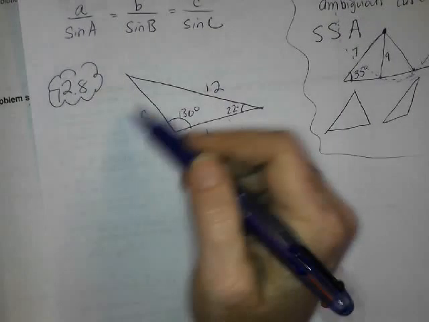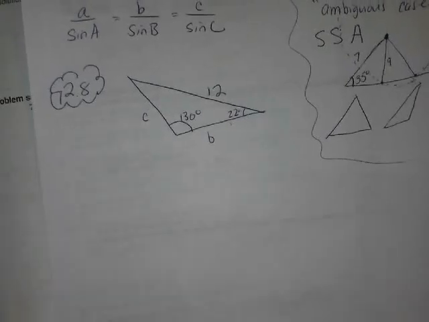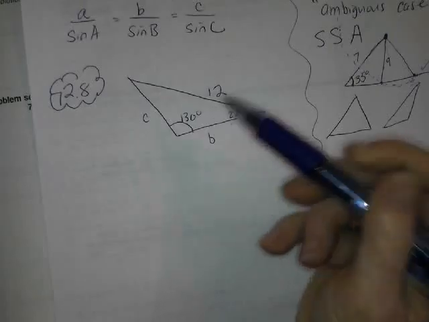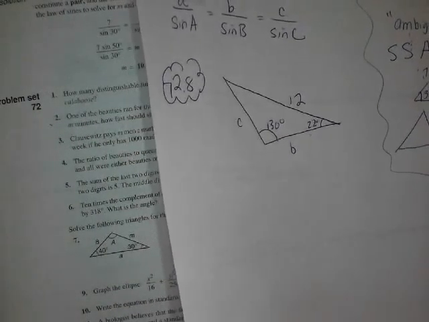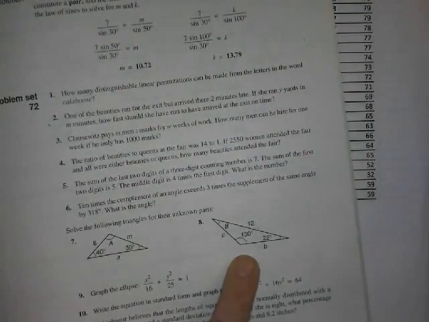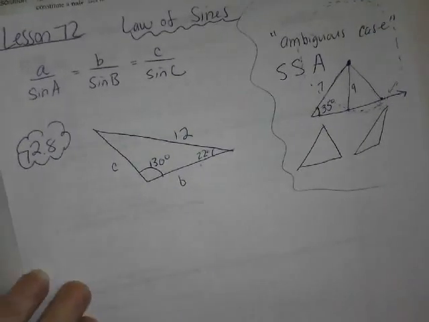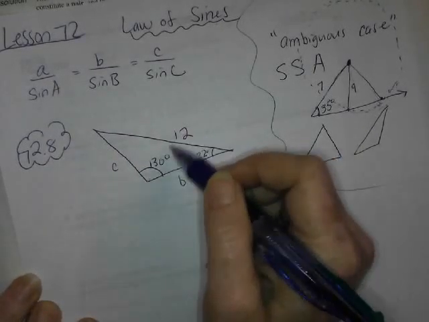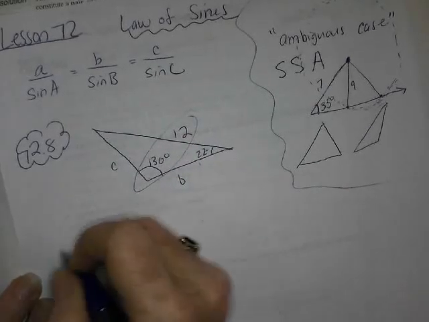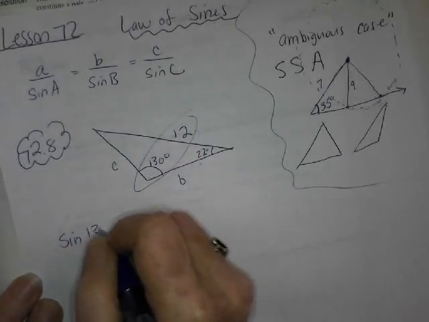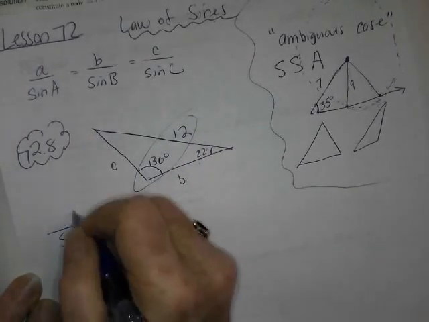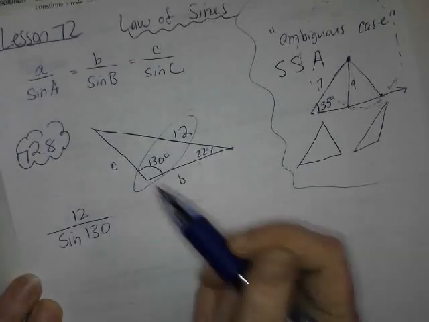So here's your problem that they want you to do. We want to solve this. This is lesson 72, number 8. It says solve for the unknown parts. So I'm just going to use the law of sines. I need pairs for the law of sines. I see that I have an angle across from a side, so that's what I call a pair. Your book writes it with a side on top, so I'll try to do it that way. I can say 12 is to sine 130, and then I'll just use this one.